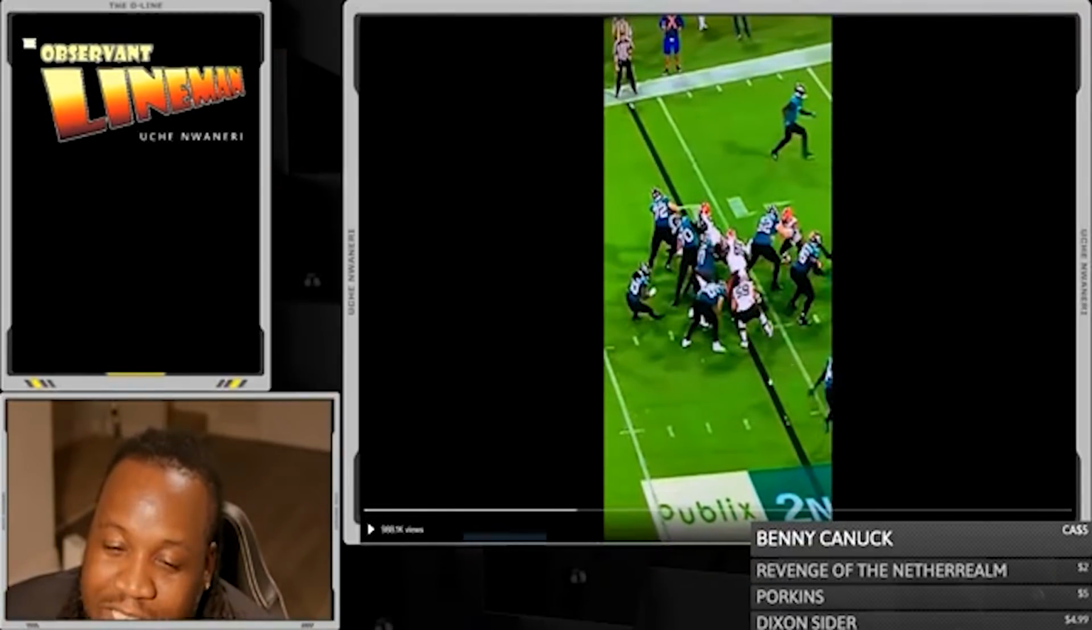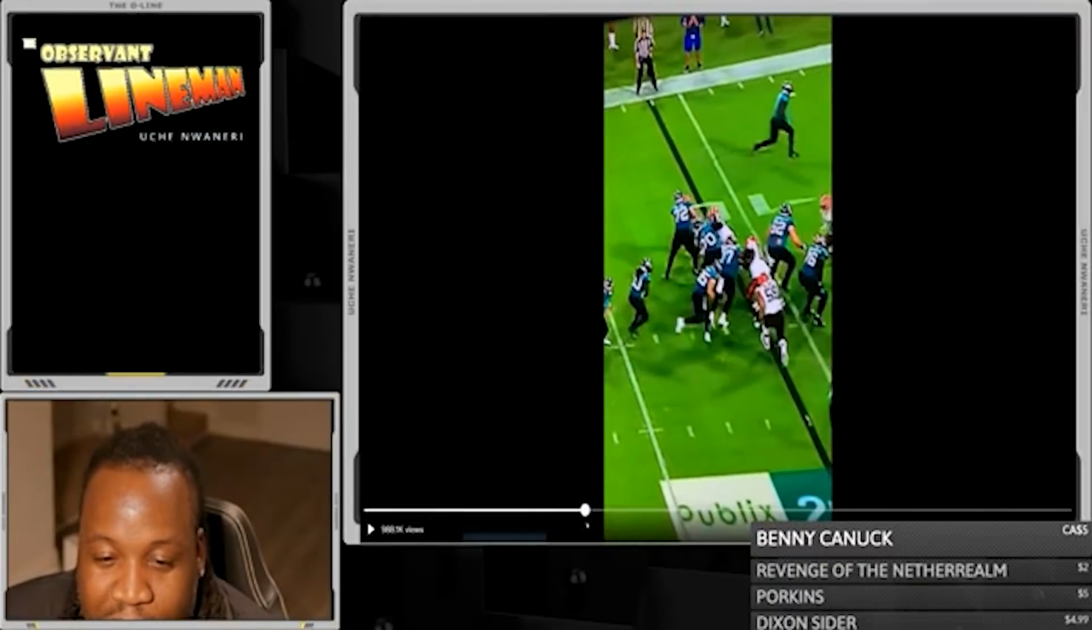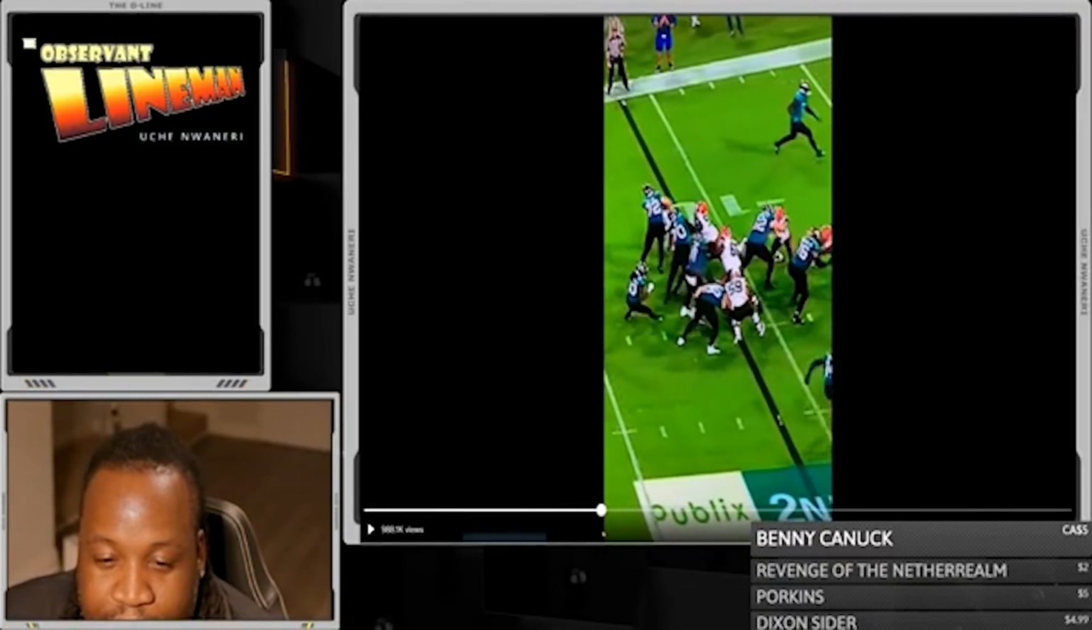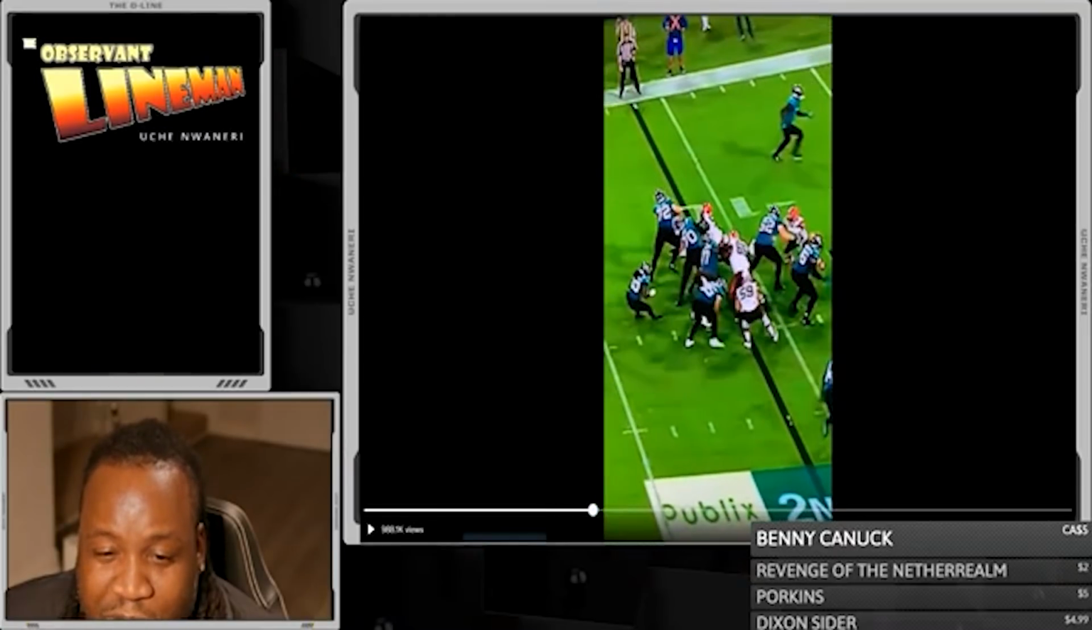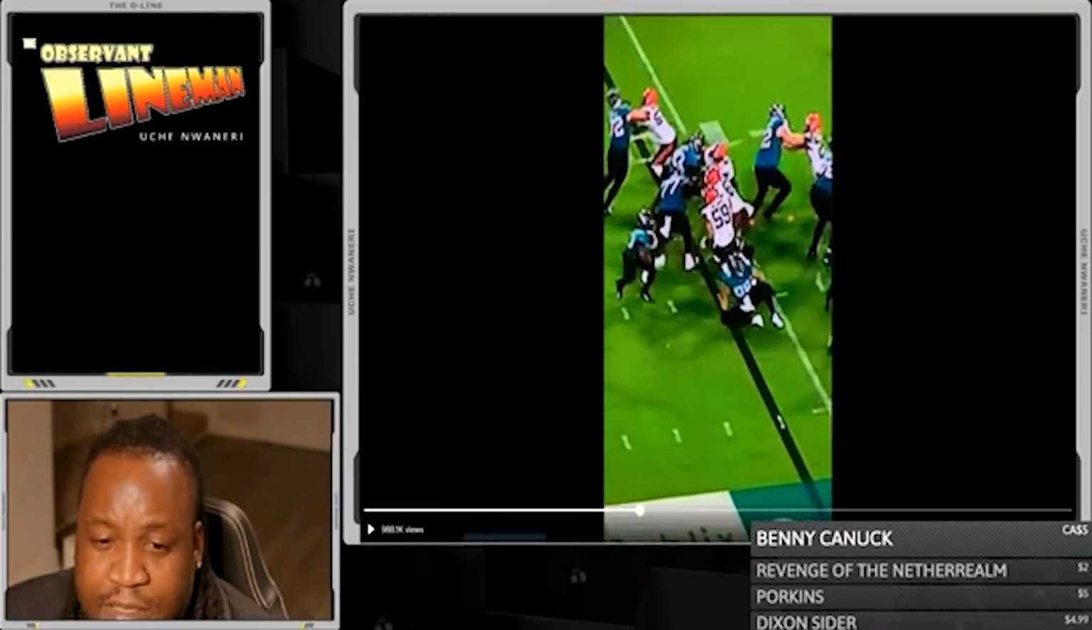And we call this a chicken wing. We call this a chicken wing block. Watch his arm. That's a chicken wing. That's a chicken wing block.